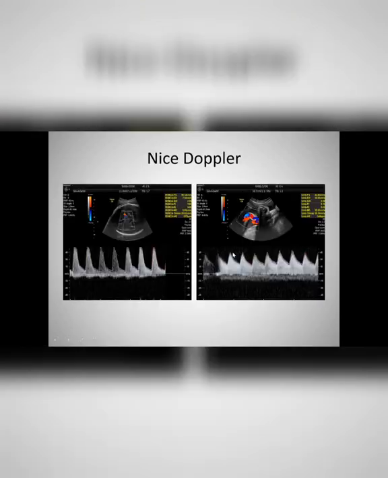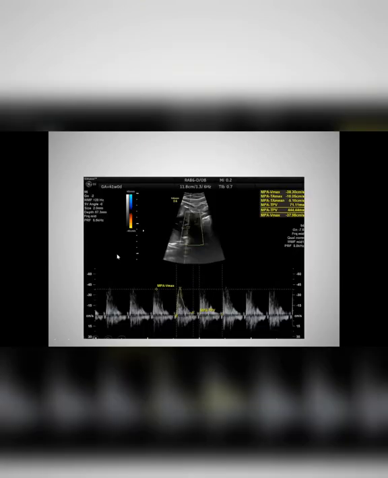Then came also to the Doppler, nice Doppler. Here, this is the RI in the umbilical artery 0.5 and the PI 0.76, while the RI in the middle cerebral artery is 0.86, which is a normal cerebro-placental ratio. And here I tried to get the main pulmonary artery Doppler, and it is also within the normal range regarding the fetal maturity.